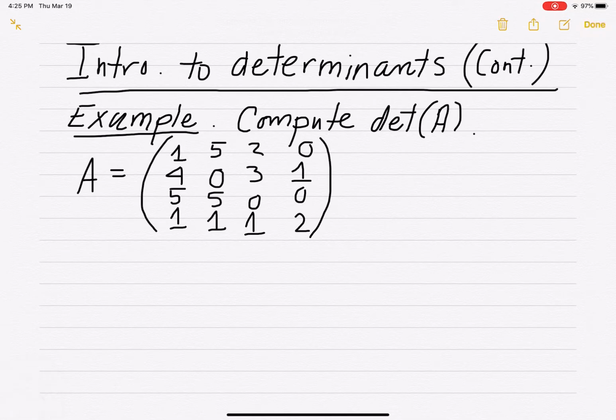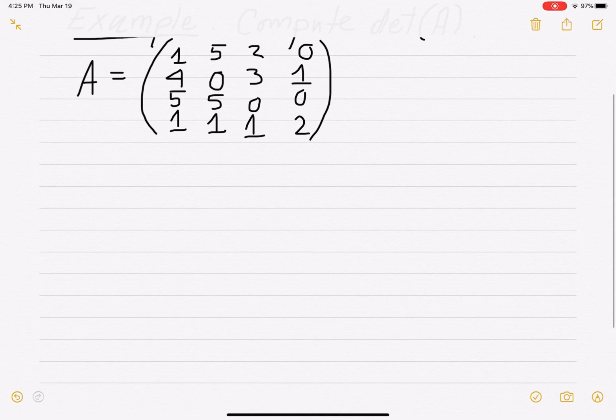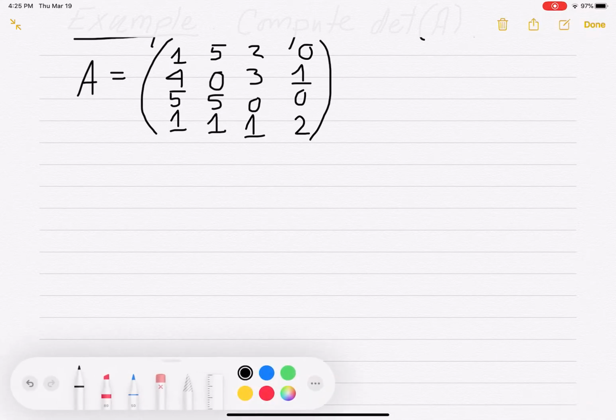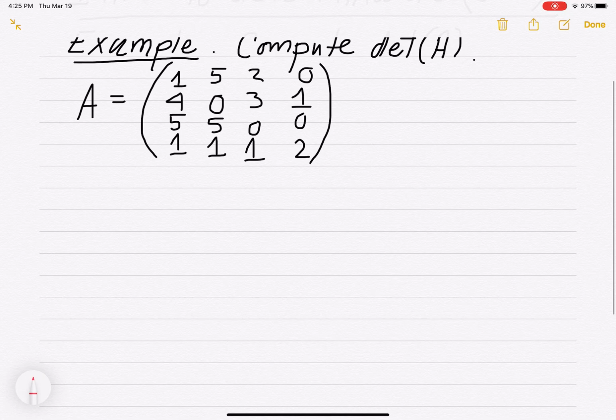So we're going to use a Laplacian expansion to do this. So here goes. I'll use a red. Determinant of A. I'll just write determinant of A.